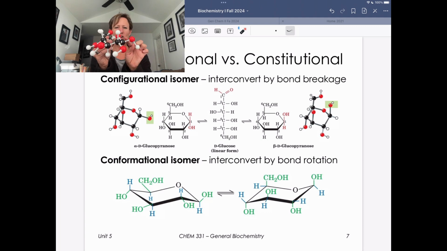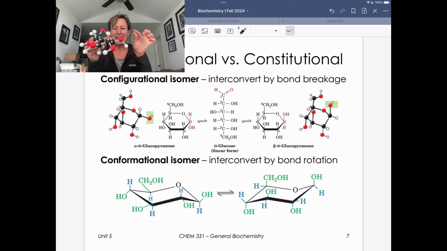So here is my C6H2OH group, and here is my OH group on my anomeric carbon. Hopefully you're able to see this okay. This is in the up position. So is my C6H2OH group. It's in the up position. They are both on the same side of this sugar. So this again is beta D glucose.